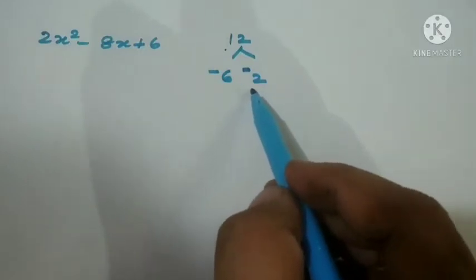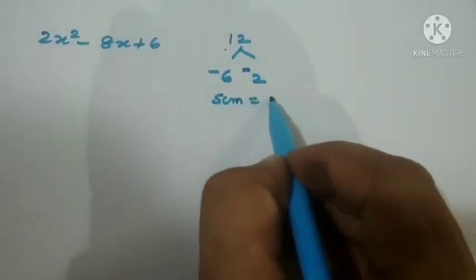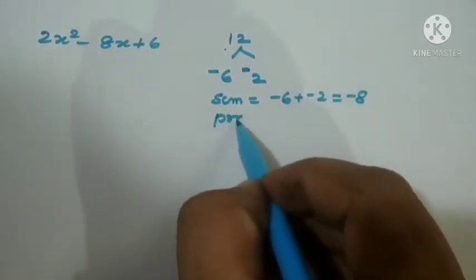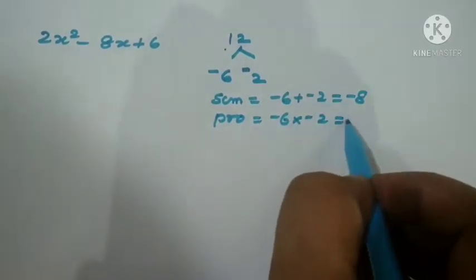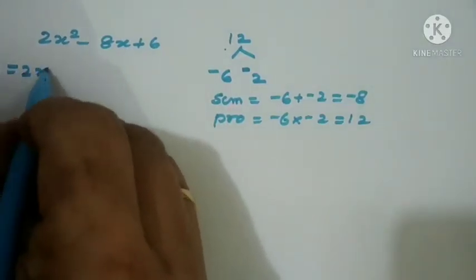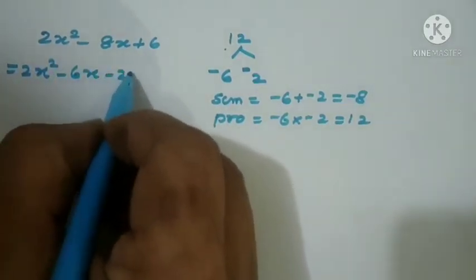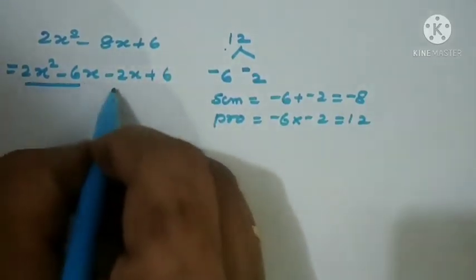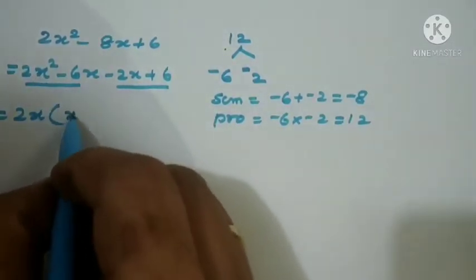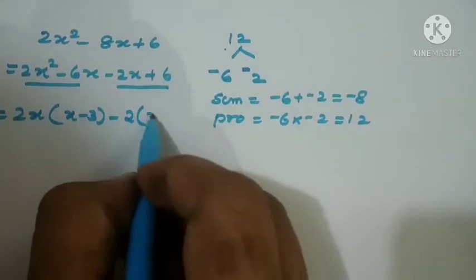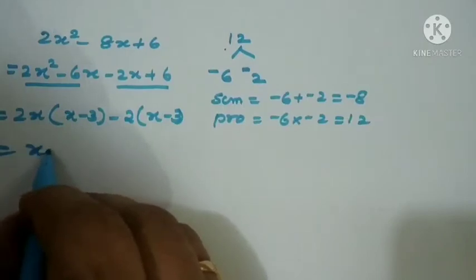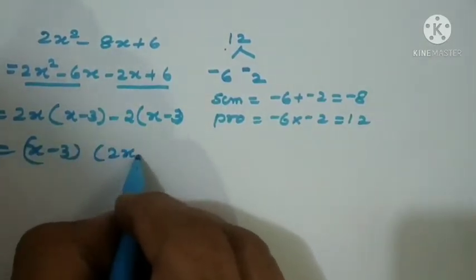Now we can check: sum equals minus 6 and minus 2, which is minus 8. Product equals minus 6 into minus 2, which is 12. So both conditions are satisfied. So it is 2x² minus 6x minus 2x plus 6. What is common here? 2x, and again x minus 3 in the bracket. Minus 2 I can take out, and x minus 3 is in the bracket. Now x minus 3 is common again. So (x minus 3) into (2x minus 2).